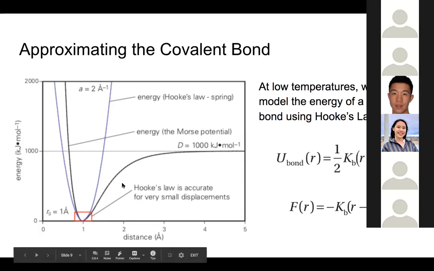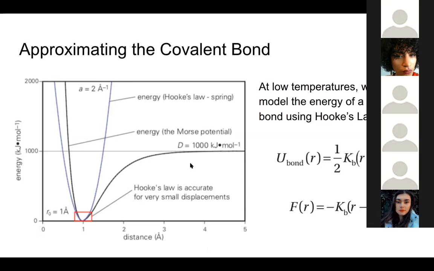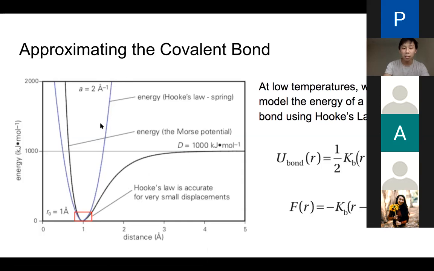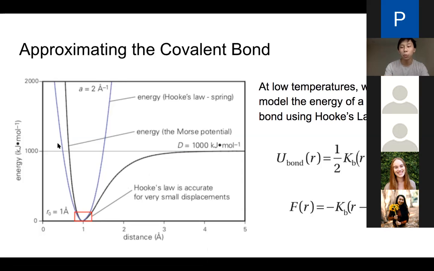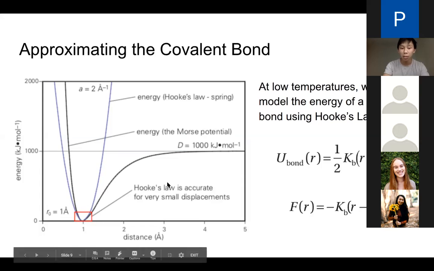So what is this? This is what happens to your energy when you break the bond, when your R approaches infinity. This is not modeled by Hooke's law, right? Because if you pull a spring to infinity, your spring is still going to pull back. But in an actual covalent bond, your bond is just going to break. So Hooke's law is only accurate for very small displacements, right?